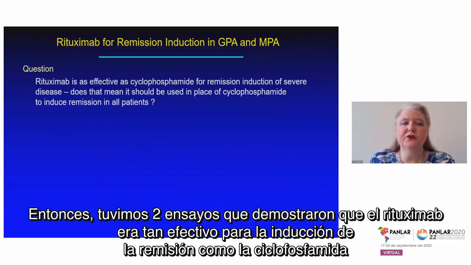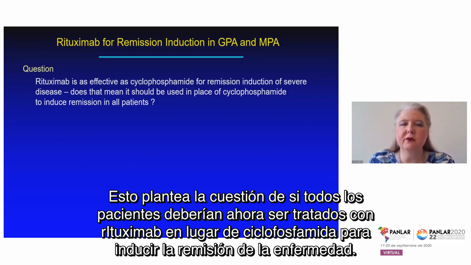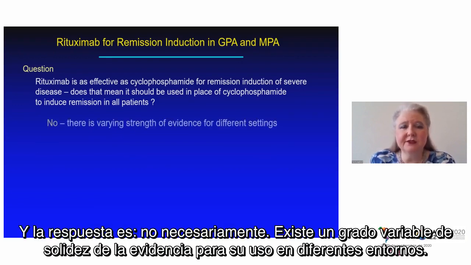So as we had 2 trials that demonstrated that rituximab was as effective for remission induction as cyclophosphamide, this raises the question about whether all patients should now be treated with rituximab in place of cyclophosphamide to induce disease remission. And the answer is not necessarily. There is a varying degree of strength of evidence for use in different settings.